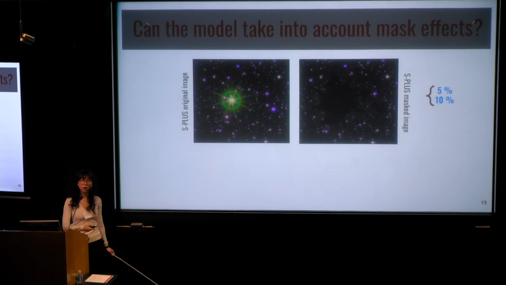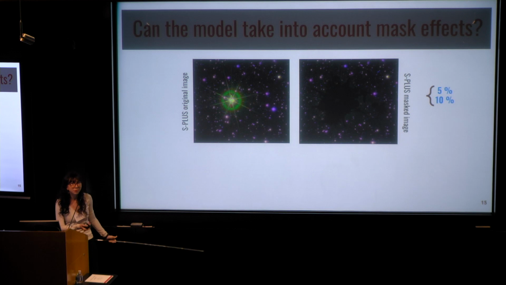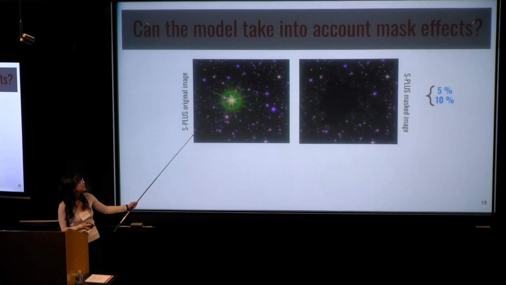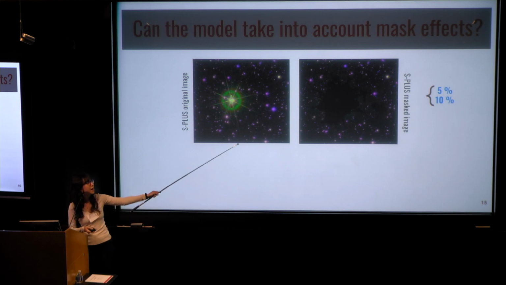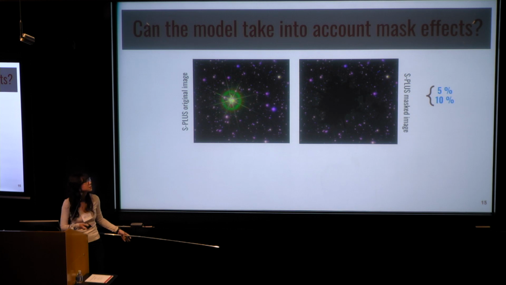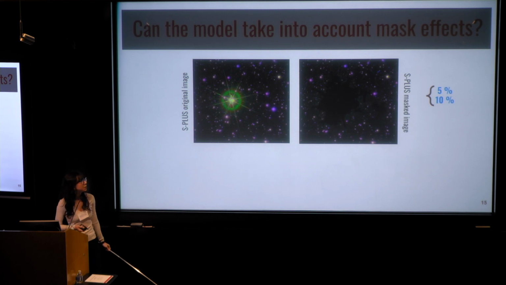Okay, but in the real world, we have more than only errors in the peculiar velocities. We know that in real surveys, we cannot see all the galaxies. So we have things happening like bright stars that we have to remove. And when we do this, we are masking these stars from the surveys. And while we do this, we usually lose something around 5 or 10% of the observations. Okay, how can we deal with this?